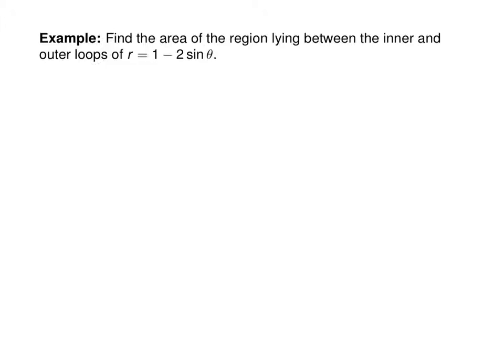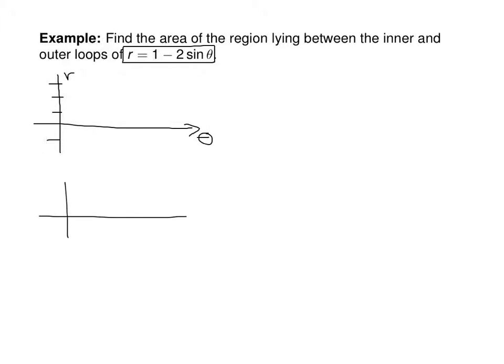Find the area of the region lying between the inner and the outer loops of r equals 1 minus 2 sine theta. So we actually graphed this in a previous lesson, but let's do it again. So first let's sketch the curve in rectangular coordinates. We'll have the theta axis, the r axis. Now 1 minus 2 sine theta, so that will be this sine curve, which was like this.